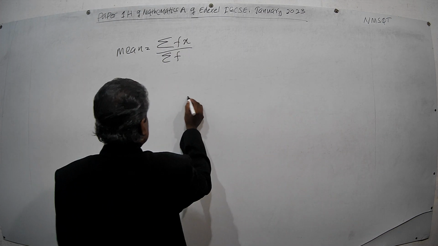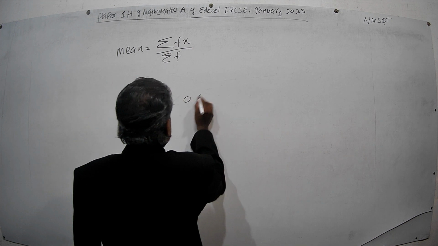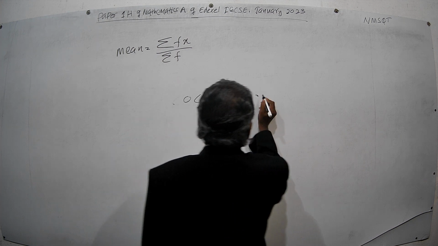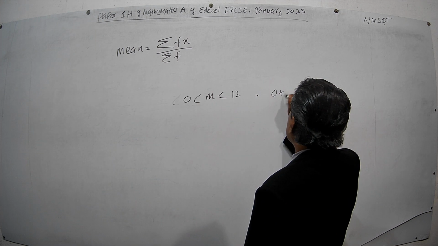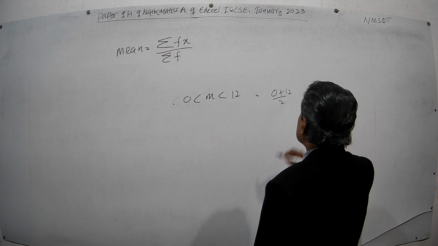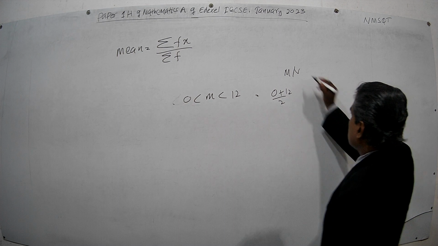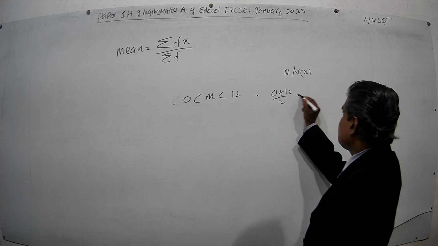For example, the first class interval is 0 less than m less than or equal to 12. To find the mid value of this, you add these two numbers, 0 plus 12, divided by 2. That is the mid value, which is actually called x. That will be 6 here.